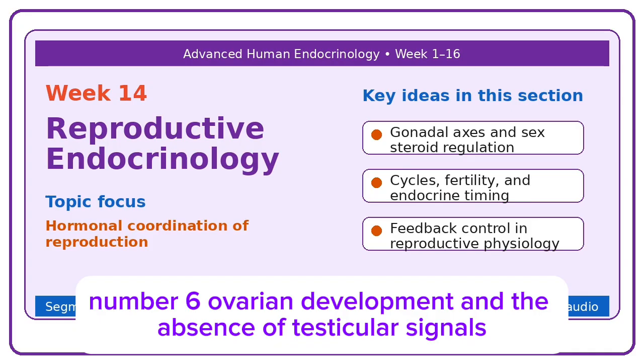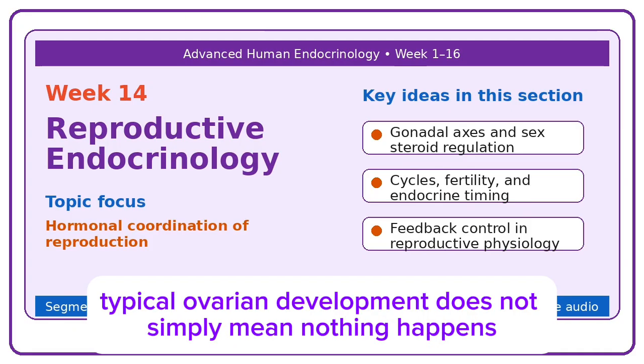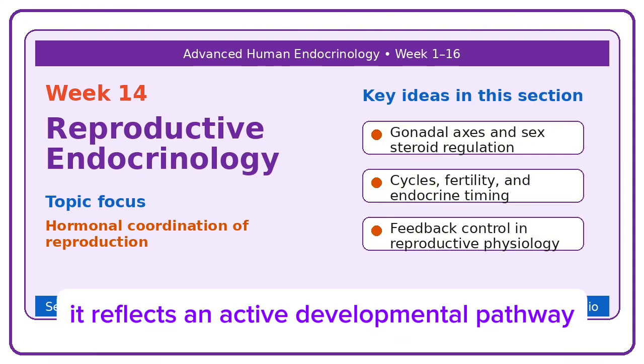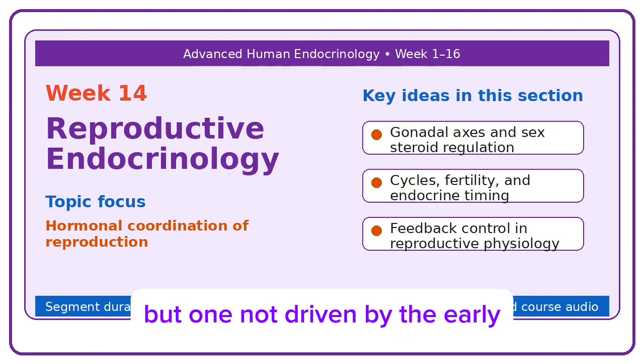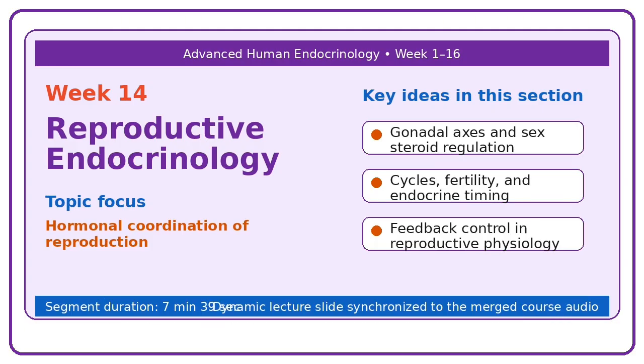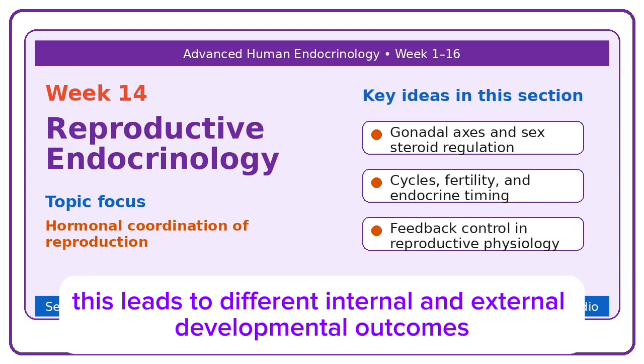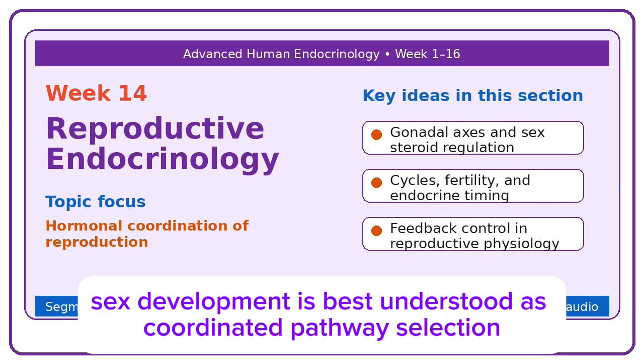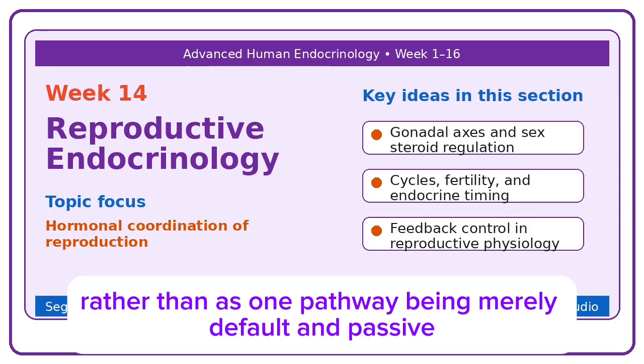Number 6. Ovarian development and the absence of testicular signals. Typical ovarian development does not simply mean nothing happens. It reflects an active developmental pathway, but one not driven by the early testicular signals of testosterone and AMH. This leads to different internal and external developmental outcomes. Thus, sex development is best understood as coordinated pathway selection rather than as one pathway being merely default and passive.